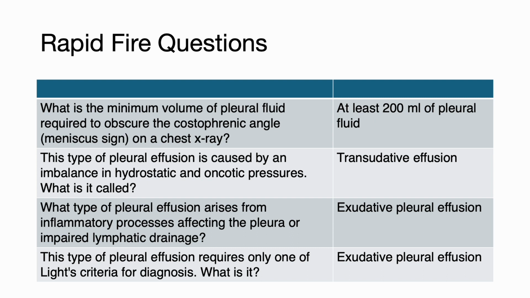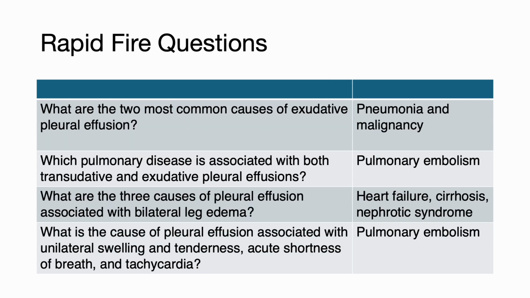This type of pleural effusion is caused by an imbalance in hydrostatic and oncotic pressures. What is it called? Transudative effusion. What type of pleural effusion arises from inflammatory processes affecting the pleura or impaired lymphatic drainage? Exudative pleural effusion. This type of pleural effusion requires only one of the Light's criteria for diagnosis. What is it? Exudative pleural effusion. What are the two most common causes of exudative pleural effusion? Pneumonia and malignancy.